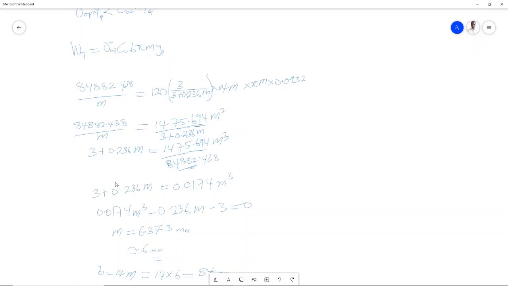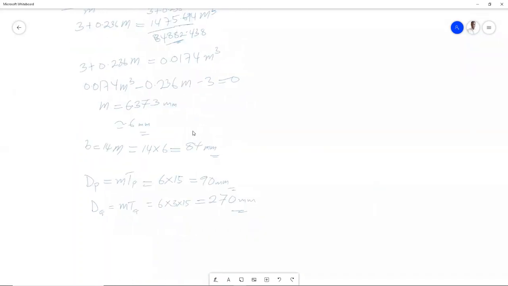So this is a cubic equation, and we can rewrite it like that. Then we solve this cubic equation. We are having the module to be equal to 6.373. So from standard tables, we determine that the module is six millimeters. Having obtained the module, we can go ahead and determine the other parameters for the gear.